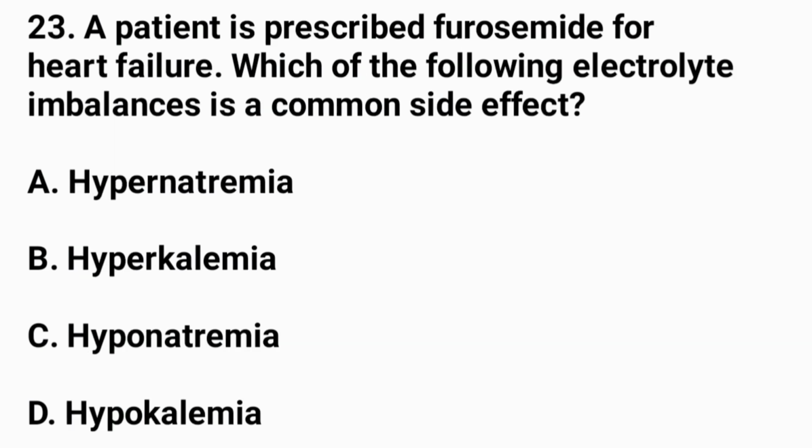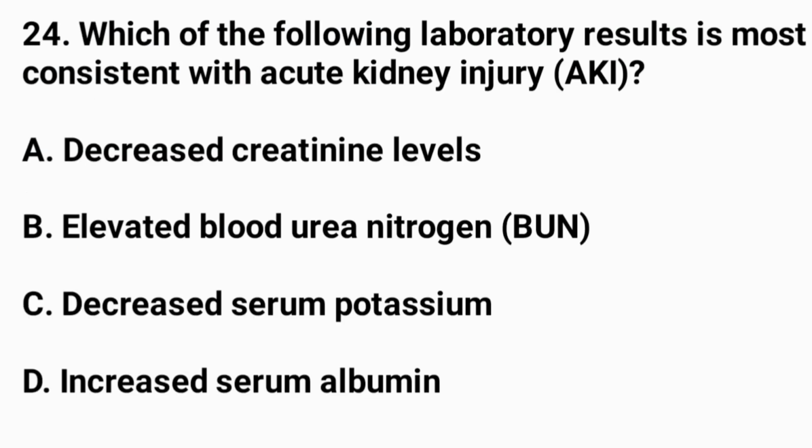Question number 23. A patient is prescribed furosemide for heart failure. Which of the following electrolyte imbalances is a common side effect? The right answer D. Hypokalemia. Question number 24. Which of the following laboratory results is most consistent with acute kidney injury? The right answer is option B. Elevated blood urea nitrogen.